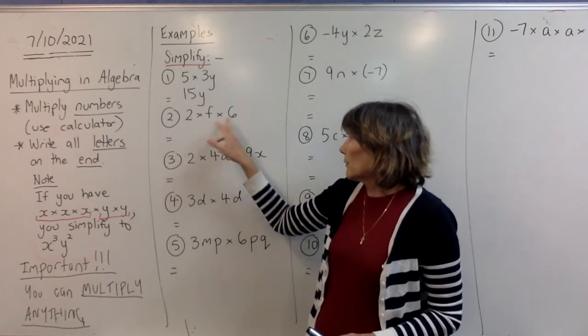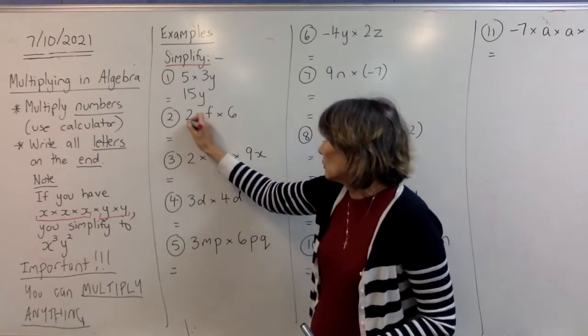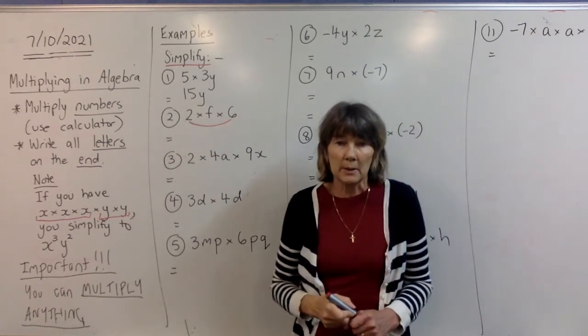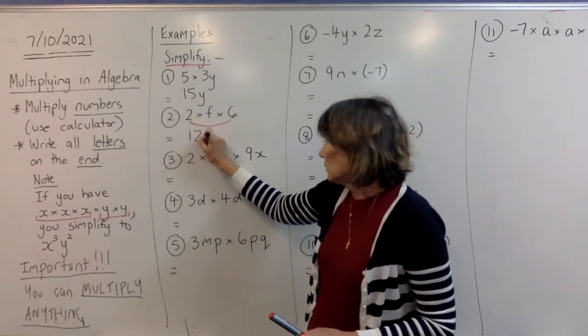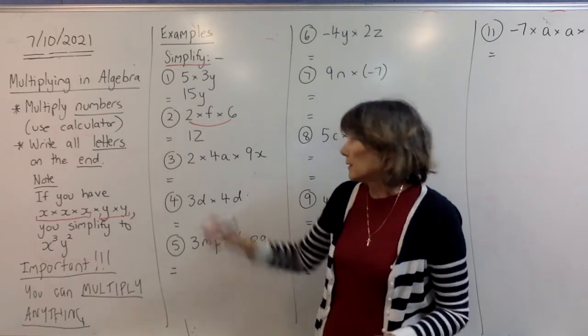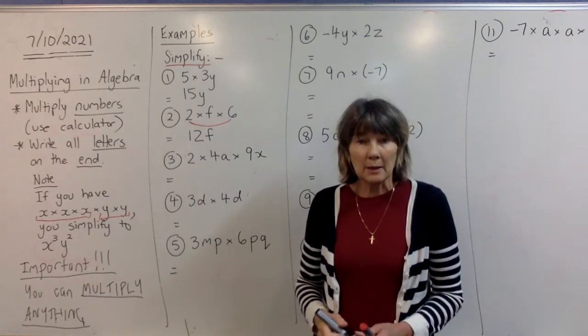We've got 2 times f times 6. The first thing we're going to do is multiply those two numbers. So use your calculator. 2 times 6 is 12. And then we're going to write any letter on the end. So the f goes on the end.